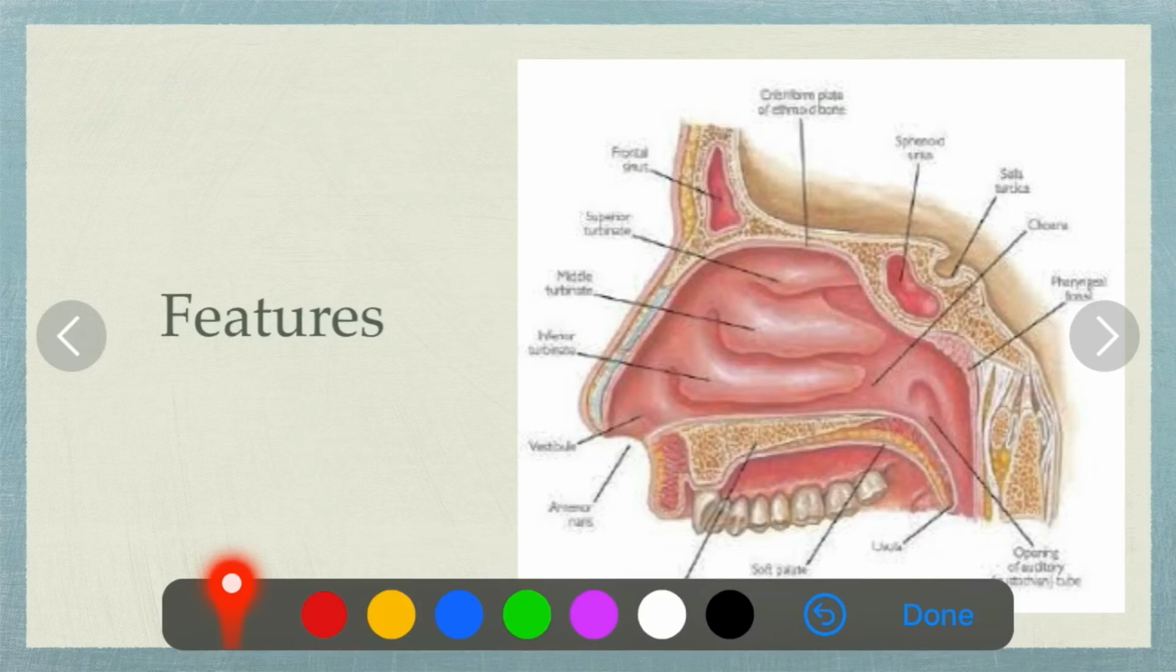The anterior part is known as the vestibule. It is lined by skin containing vibrissae, which are short curved hairs. The middle part is known as the atrium of the middle meatus. The posterior part contains three curved bony projections called the superior, middle and inferior conchae. The spaces between these conchae are the meatuses, hence the superior, middle and inferior meatus.